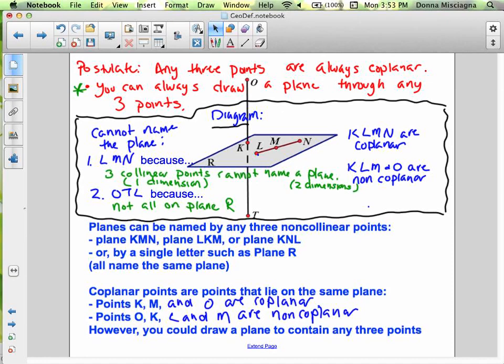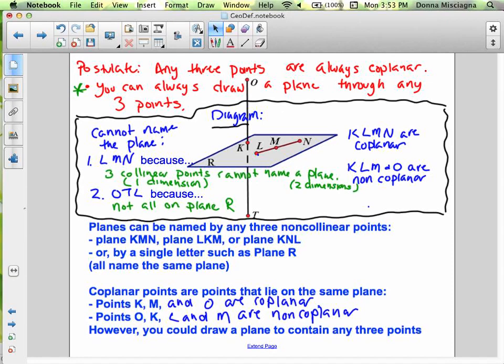By the way, if you run out of space in any part of your notes, you can use a sticky note and just put it right over on top of that, and that'll give you a little extra space, because you can always move the sticky note to see what's underneath it. The other thing you cannot name this plane is OTL, because they're not all on plane R. And you can name this plane plane R.